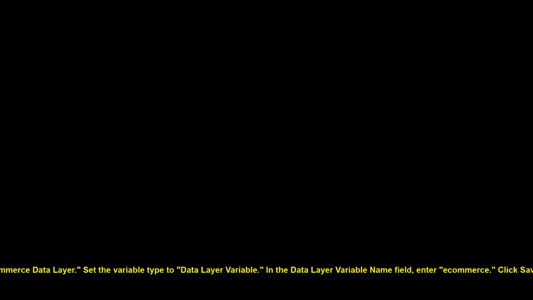Click on the Variables section in the left menu. Scroll down to User-Defined Variables and click New. Name the variable e-commerce data layer. Set the variable type to Data Layer Variable. In the Data Layer, navigate to the Tags section in Google Tag Manager.